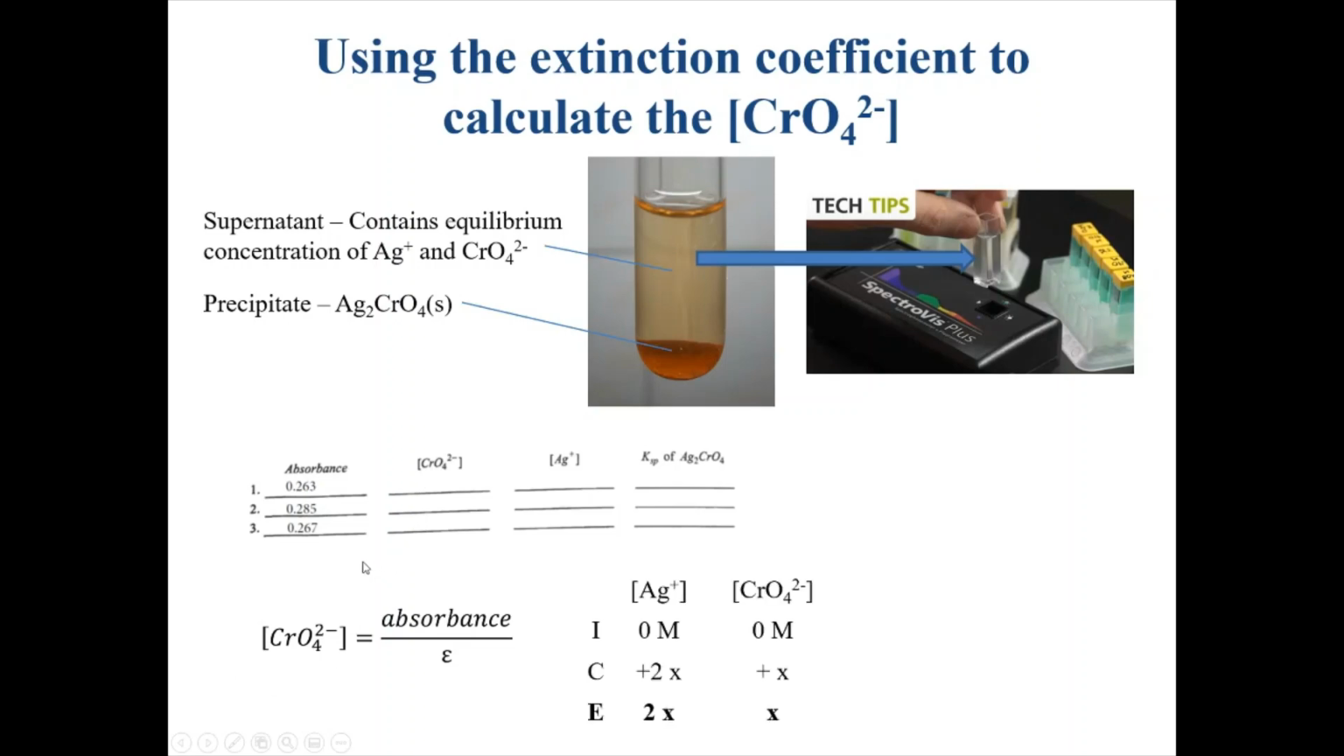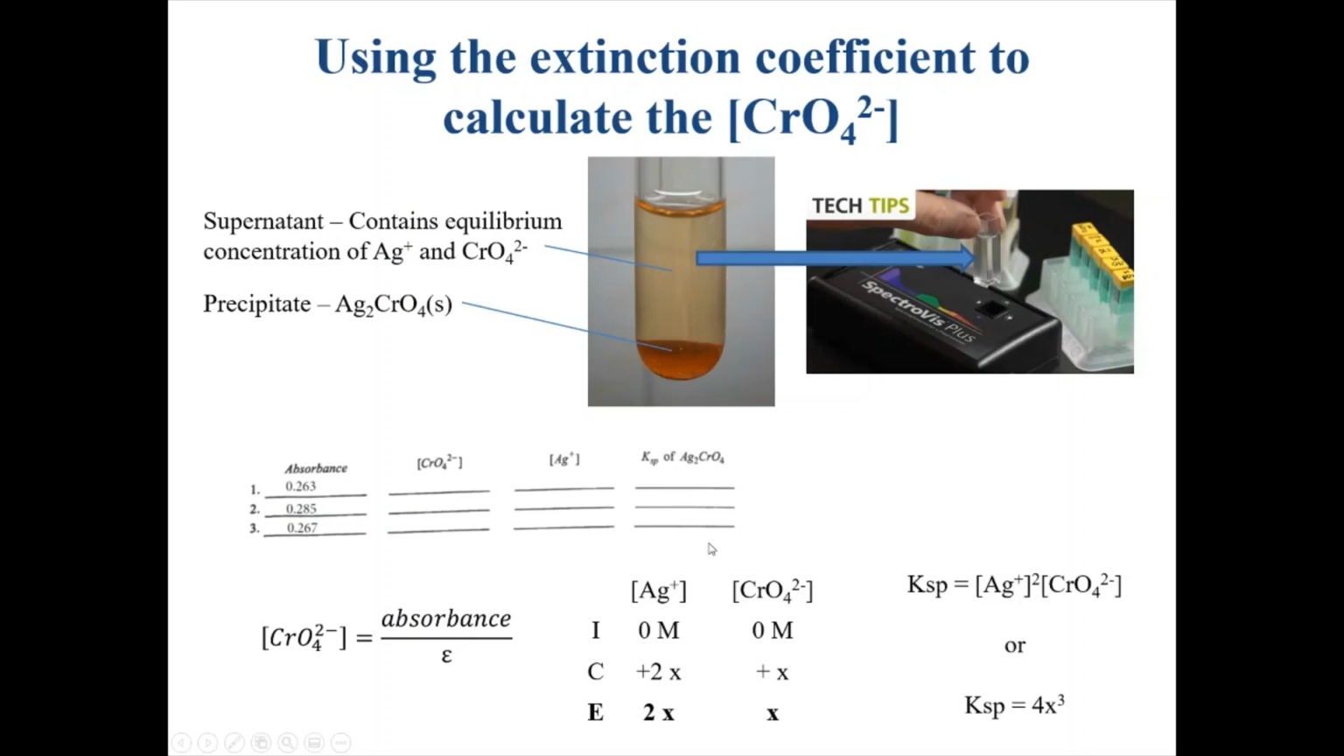Now, if you remember back to where we wrote our ICE table, once you know the chromate concentration, you also know the silver concentration, because the silver concentration is twice that of the chromate concentration. So you can simply take the chromate concentration and multiply it by 2 according to stoichiometry.